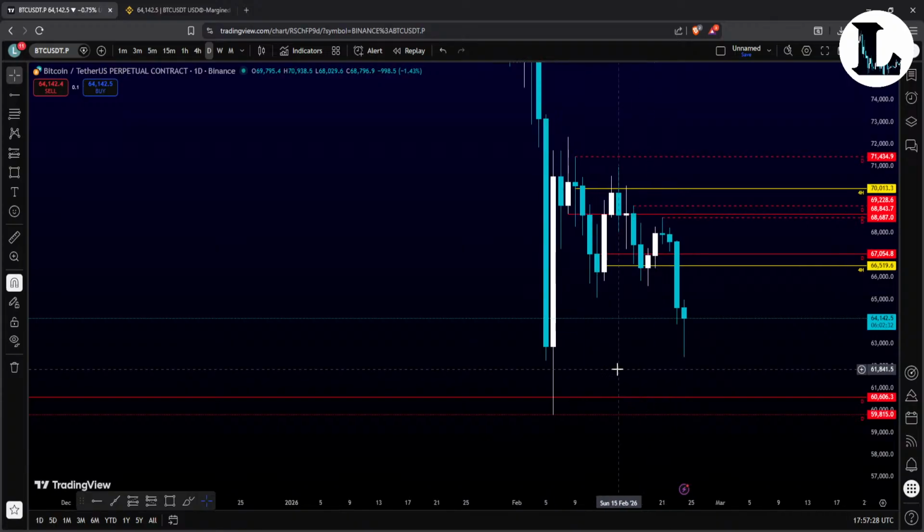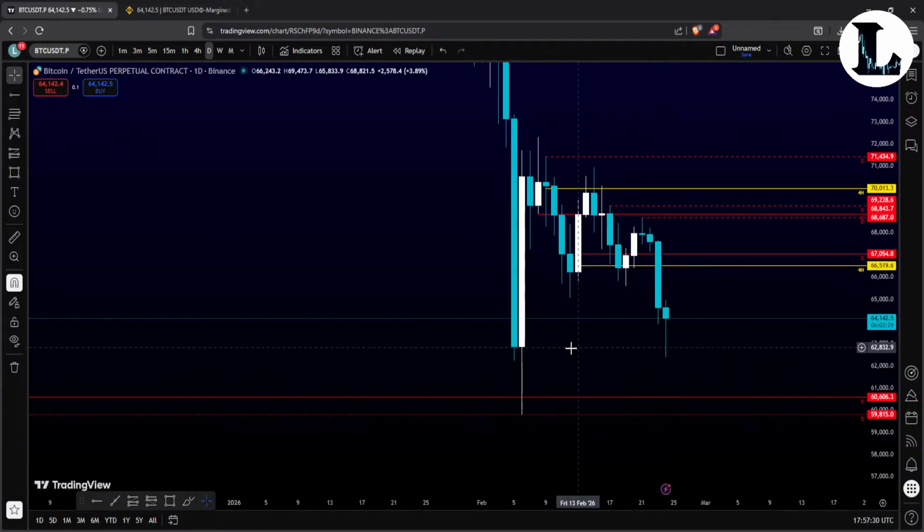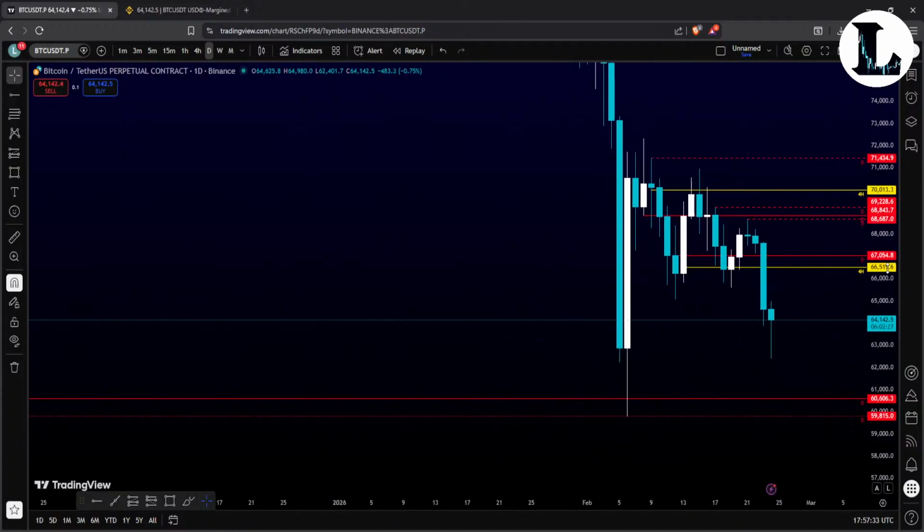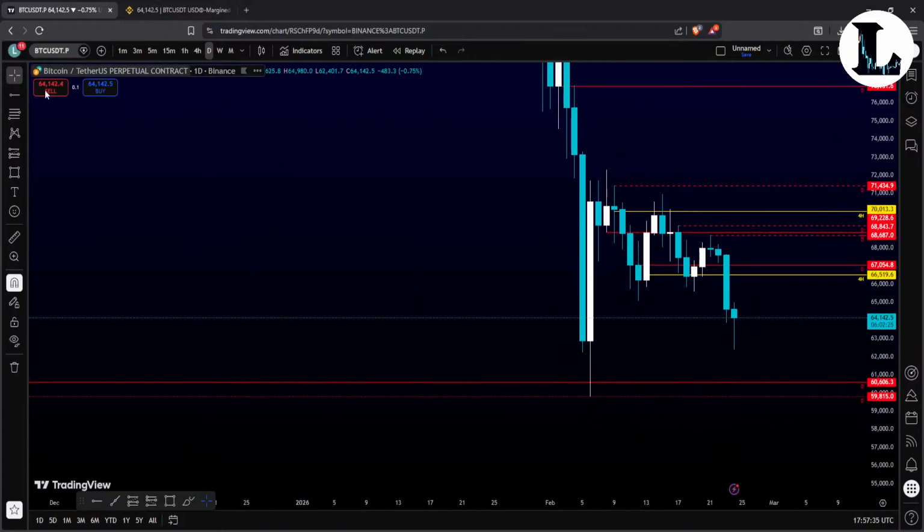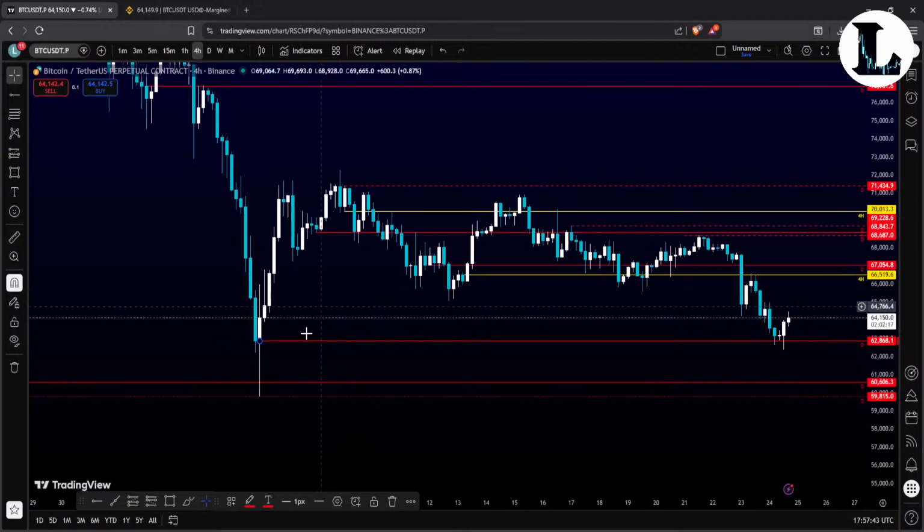So where is Bitcoin going, and where did we bounce? I'm just going to mark this level, because it might be a big rejection here.